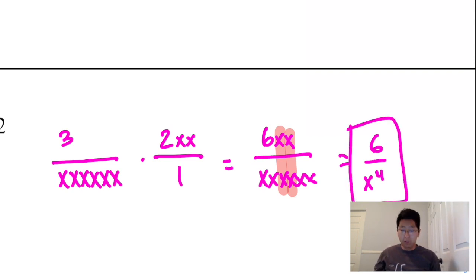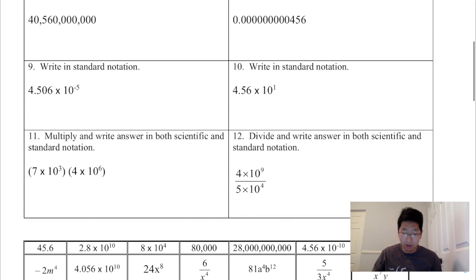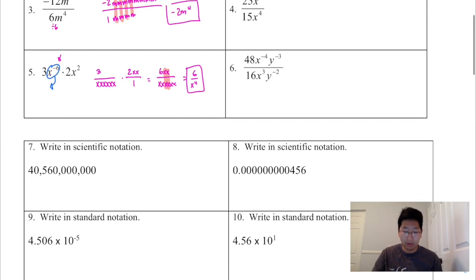Okay. And hopefully you can find our answers below. Negative 2m to the 4th. Here you go. Let's highlight. And the other one was 6 over x to the 4th. Okay? All right, take a look at number 7.